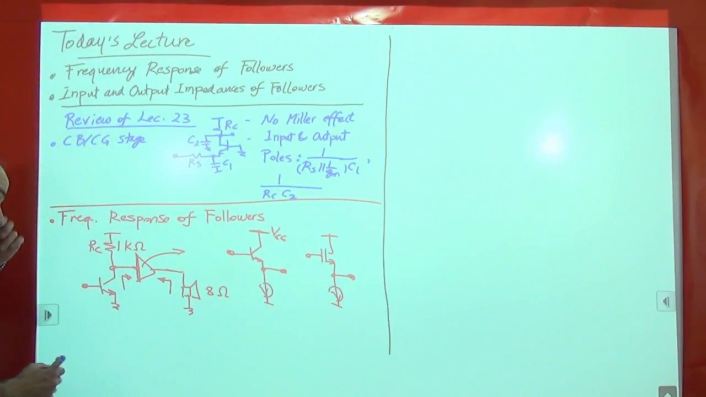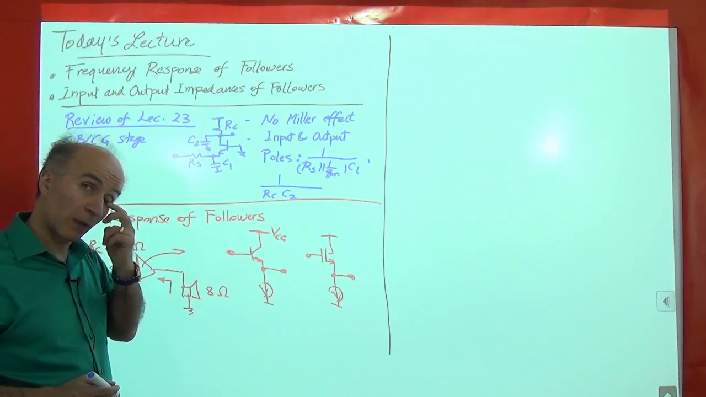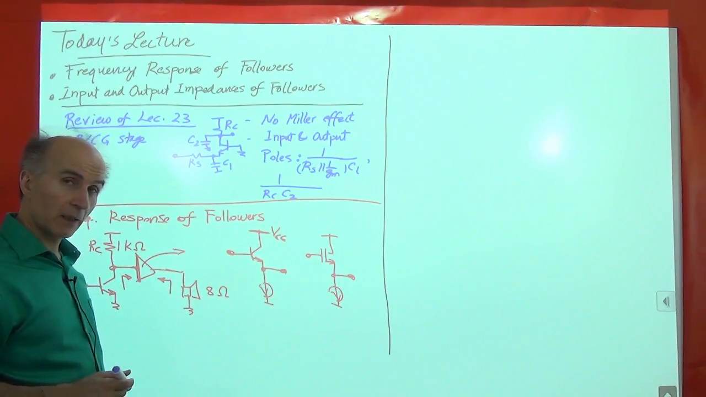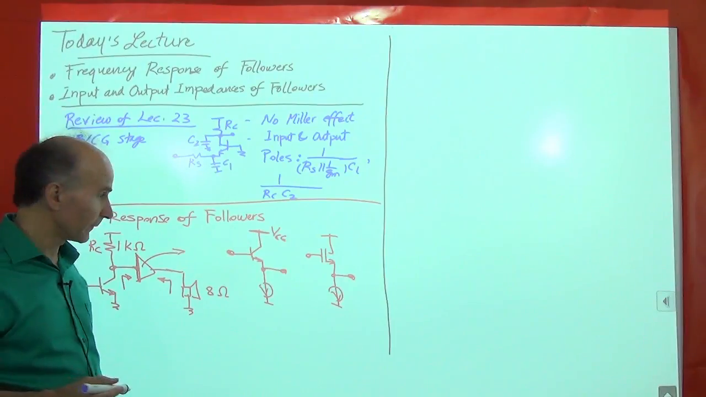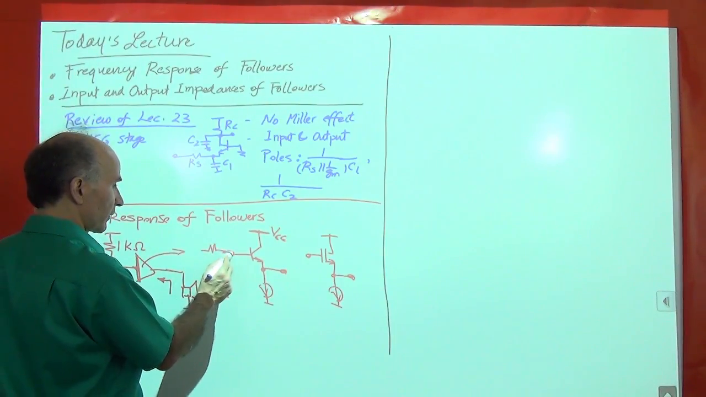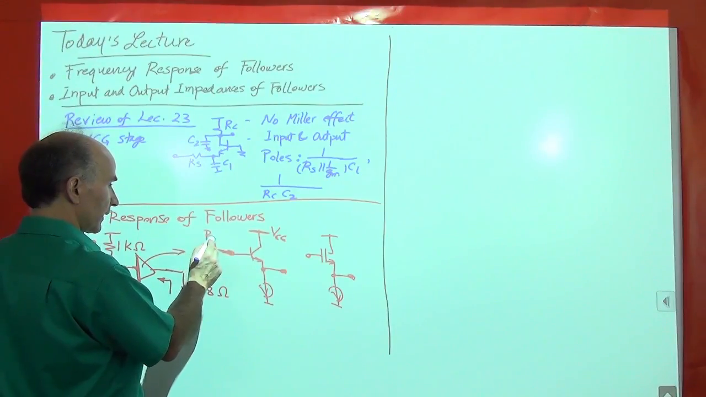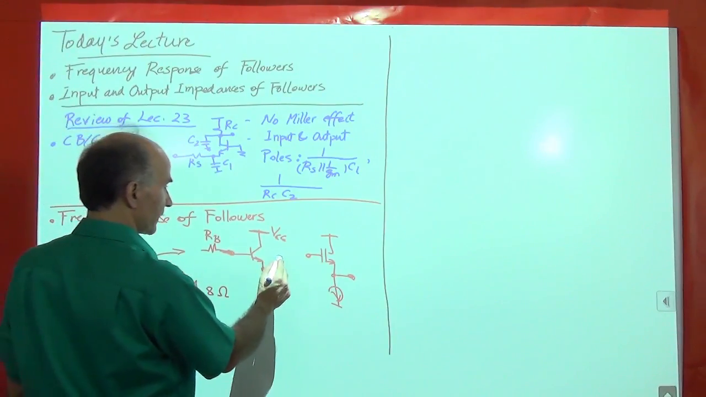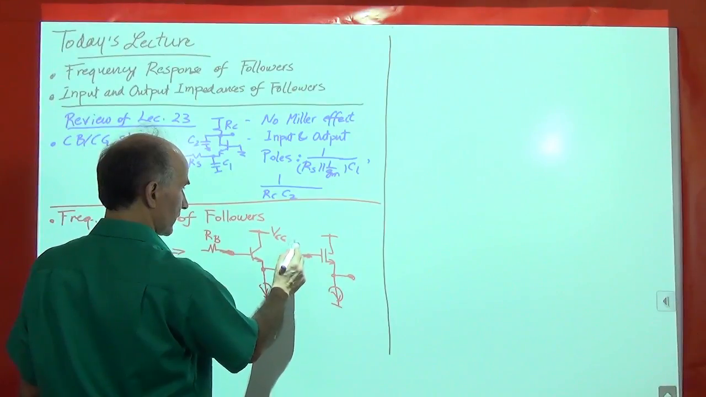Okay, so as our first step, we go and draw the circuits. We did. Now we need to drop in the capacitances. Let me consider a more general case where we have a resistance here. We call this RB, and a resistance here, we call this RG.